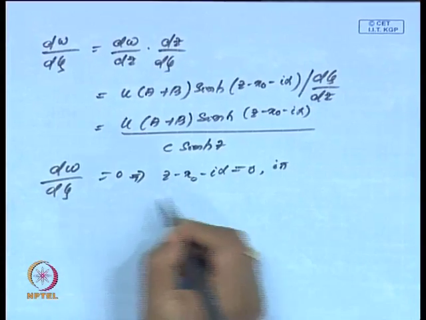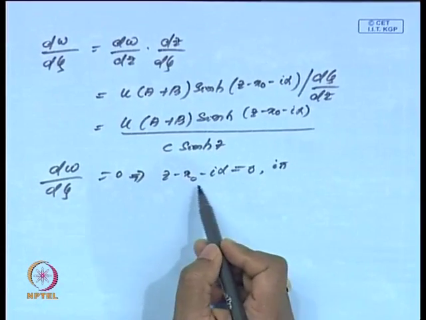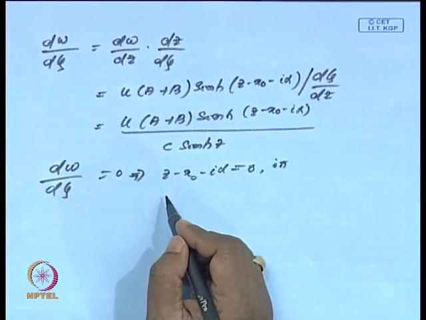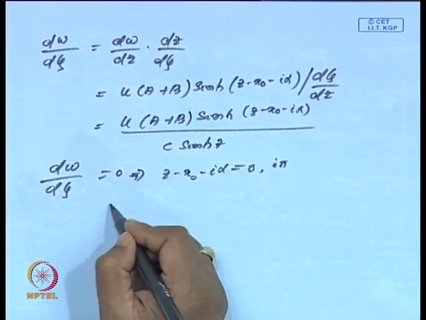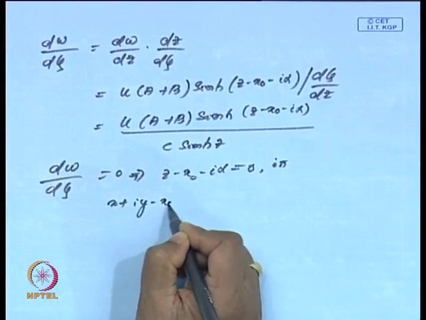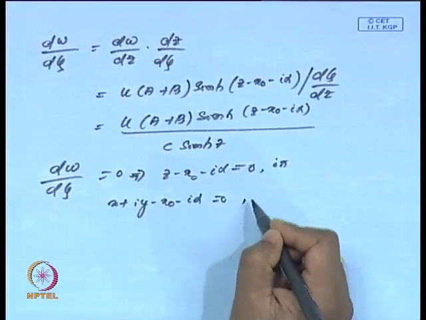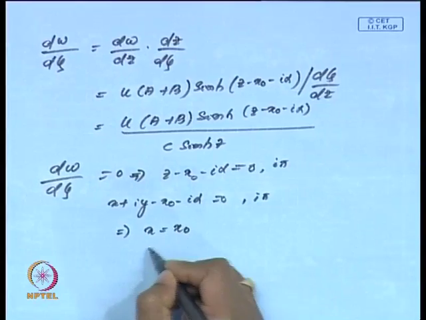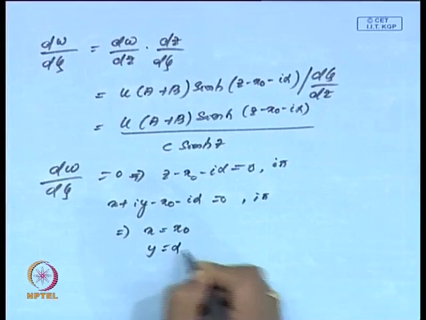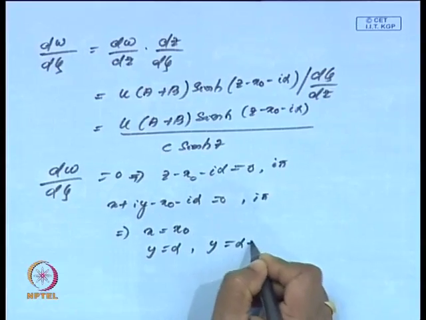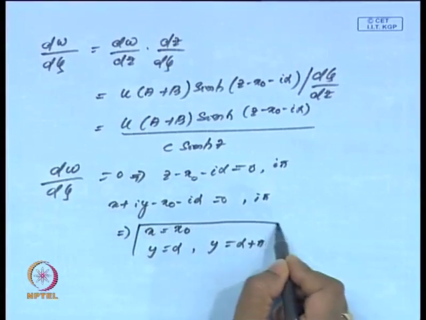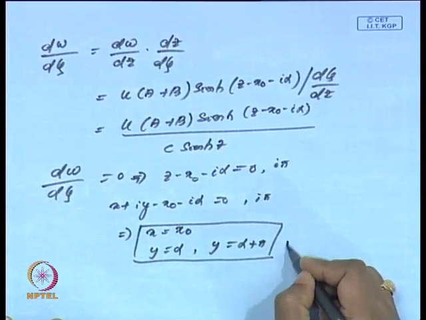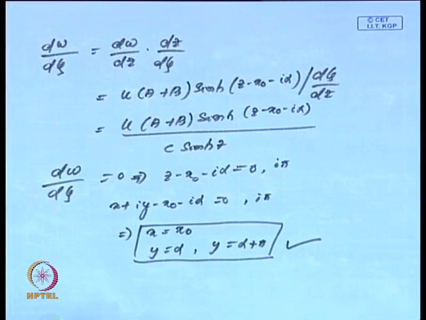And if this is 0, that means z minus x, where z is x plus i y, so x plus i y minus x naught minus i alpha, is 0 or i pi. Which implies x can be x naught, y can be alpha, and again y can be alpha plus pi. So these are the points for which dw by d zeta is 0, and that will represent the stagnation points. So that means there will not be any flow across these points.